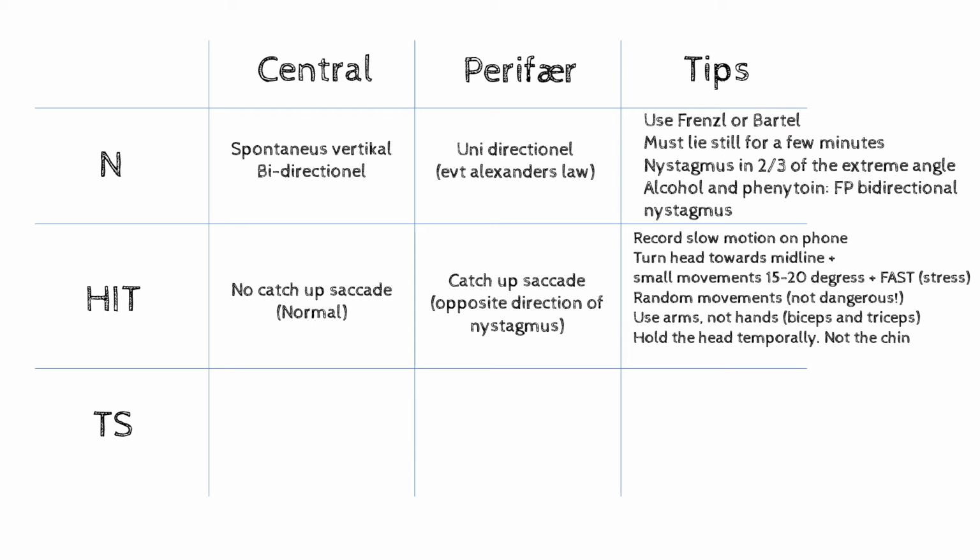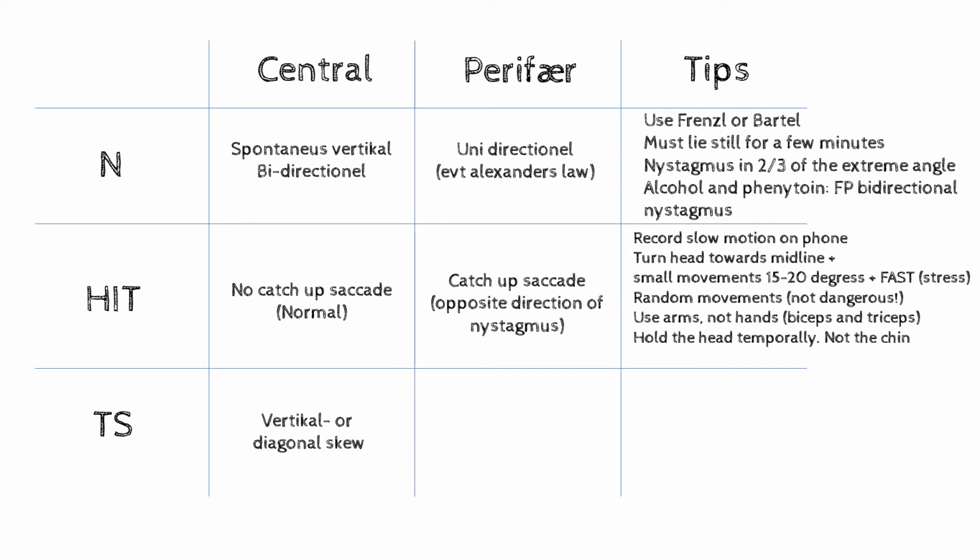So these are just small tips about how to make the patient relaxed and how to get the best out of the test. Then you should use your biceps and triceps, not your hands, because you need strong and fast movements. And then hold their head on their temporal area, not on their chin. So hold high up and not down below.